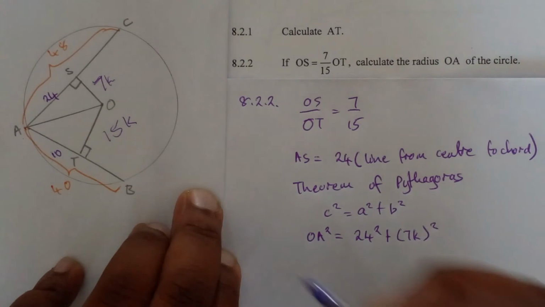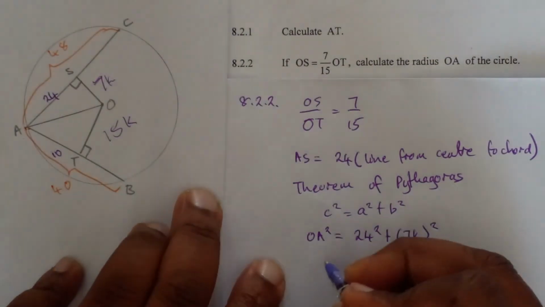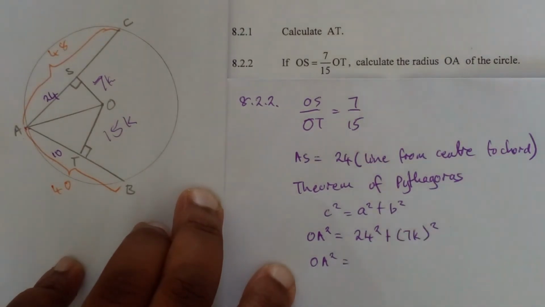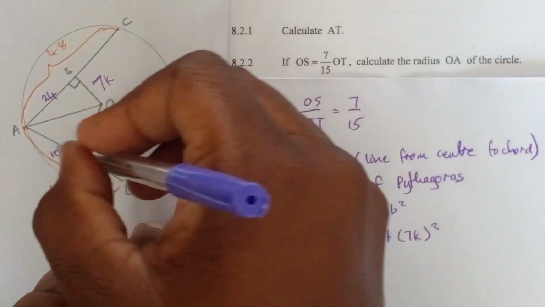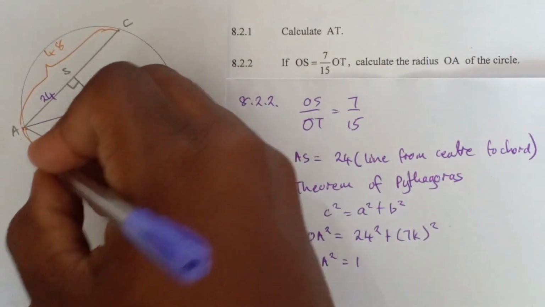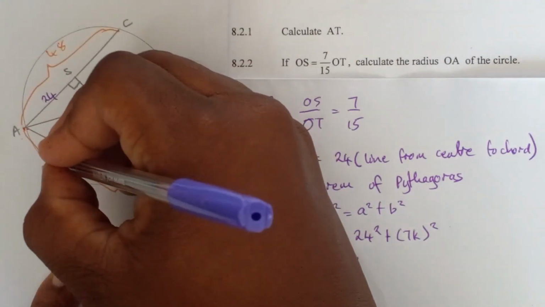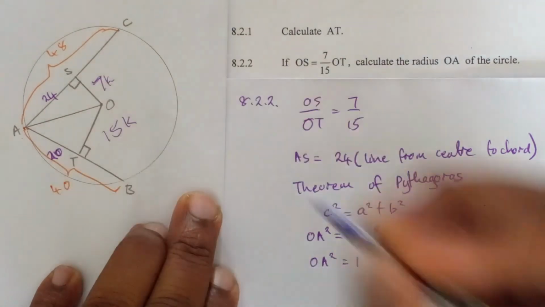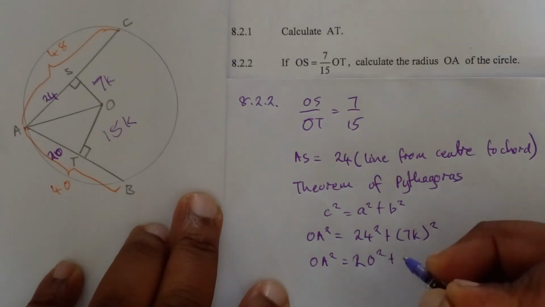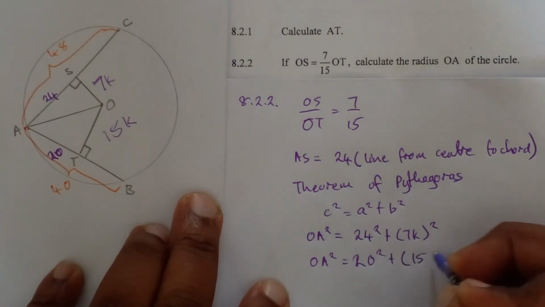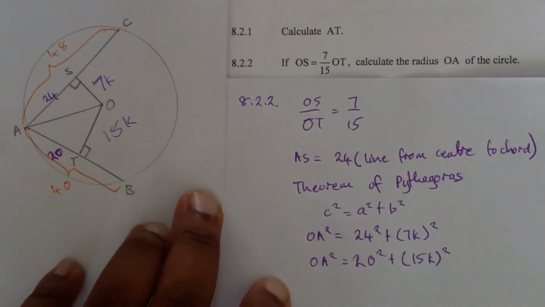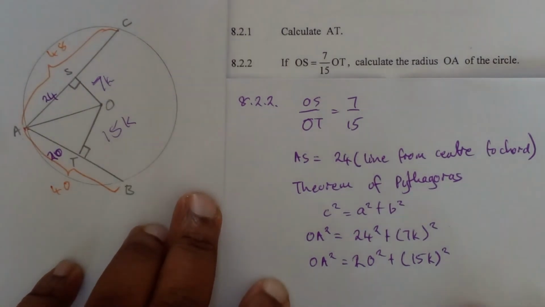If we use this other triangle, we also find that OA squared is equal to this 10 here. Oh, sorry, that's not 10, that is 20. So 20 squared plus 15k squared.